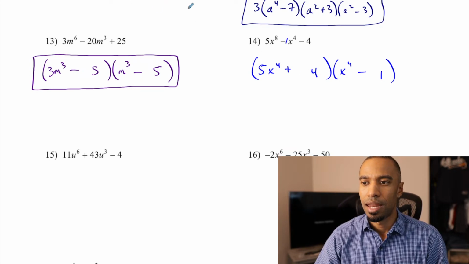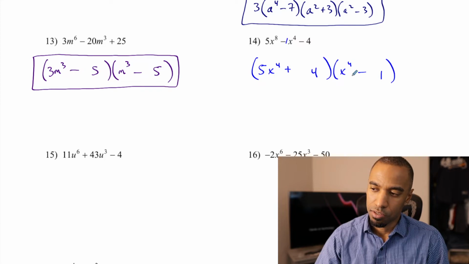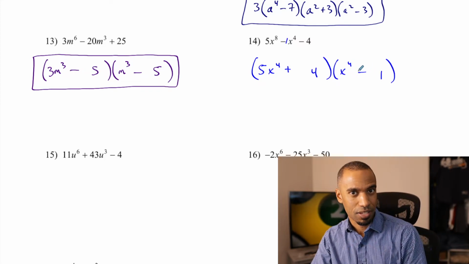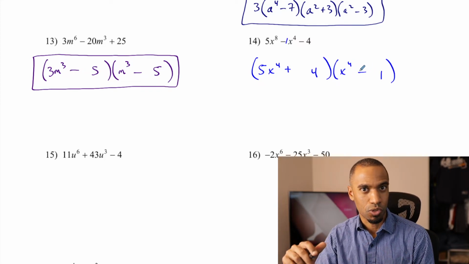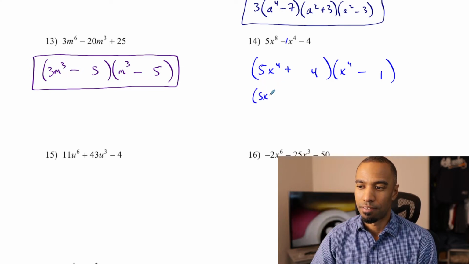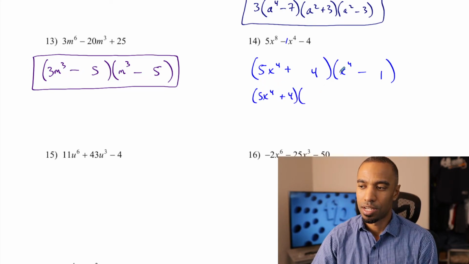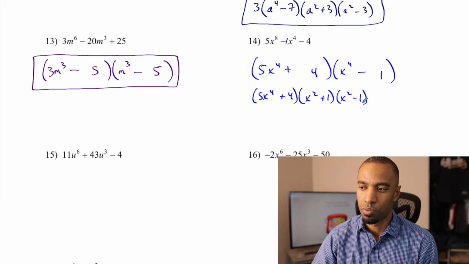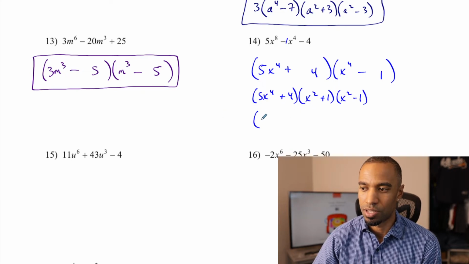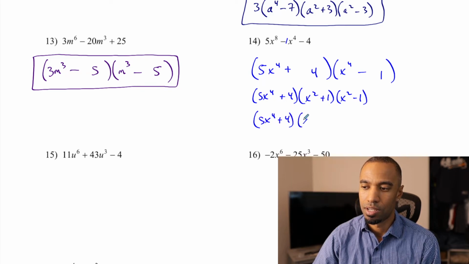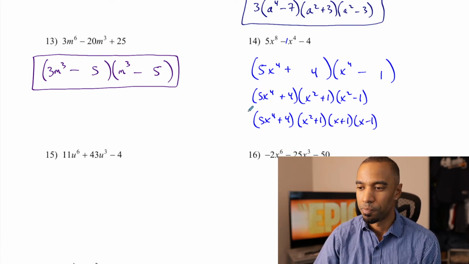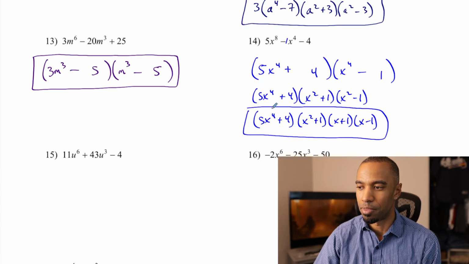So there's that. Now, we're not done, because x to the fourth minus 1 is, like last time, a difference of two squares. So this is 5x to the fourth plus 4 times x squared plus 1 times x squared minus 1. We've seen that before. And x squared minus 1 is x plus 1 times x minus 1. So 5x to the fourth plus 4 times x squared plus 1 times x plus 1 times x minus 1. Never fails.